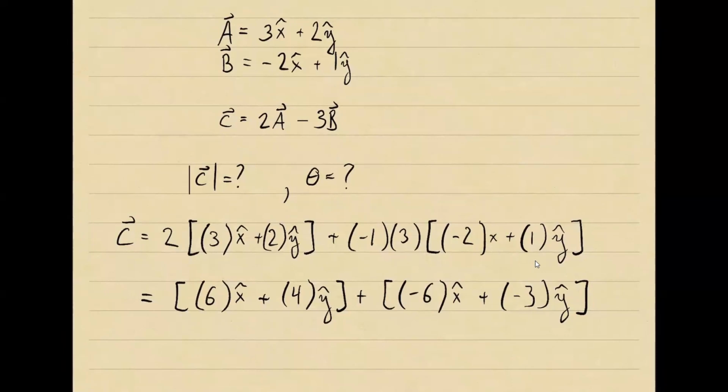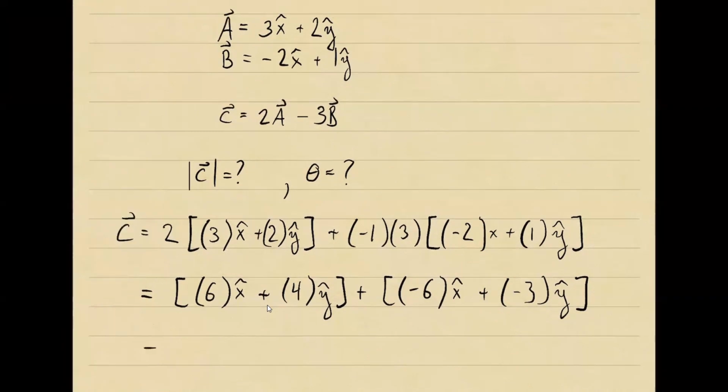And now all we have to do is add these two vectors together. So the way that we do that is we take their x components and we add them together. And that's the total amount that c is pointing in the x direction. And then we do the same thing with the y components. We just add those together. So this vector c becomes 6 plus -6, or 6 minus 6 in the x direction.